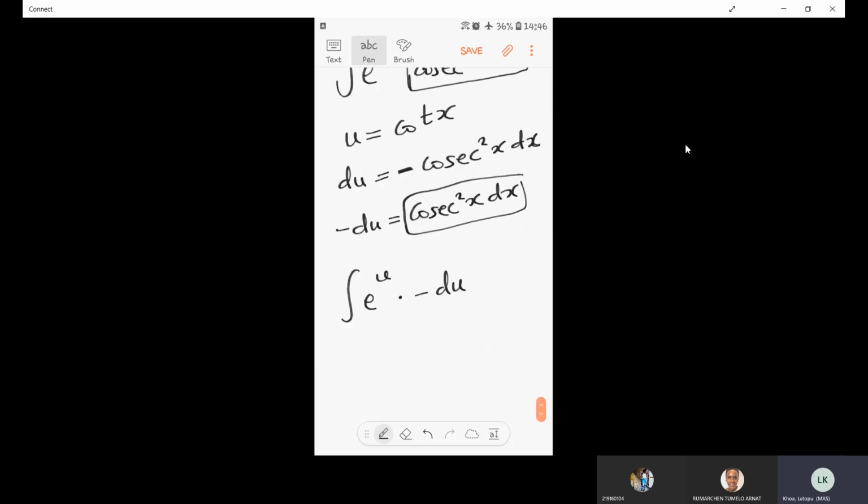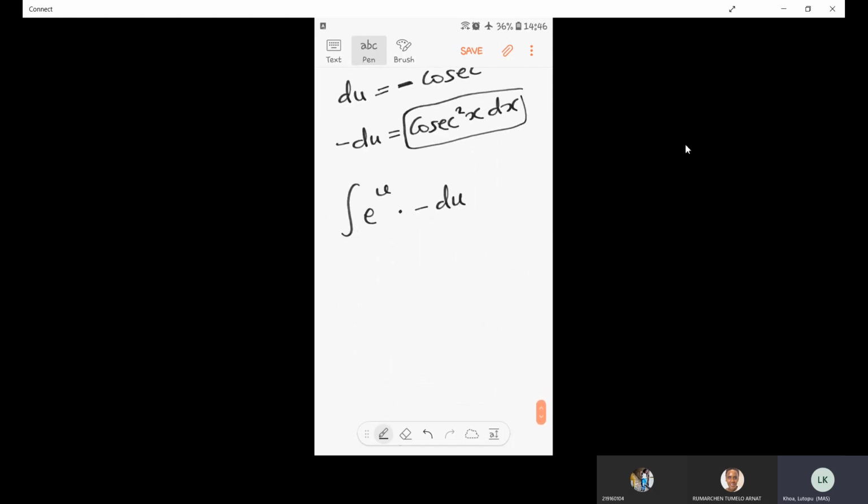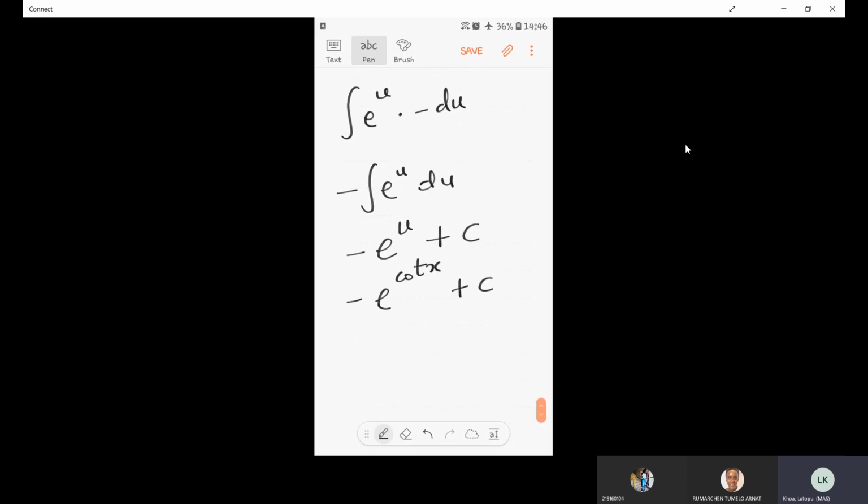And doing that, I have negative integral of e to the power of u du. When we integrate e to the power of u with respect to u, it doesn't change. This is just e to the power of u plus c. And this is negative e to the power of cot x plus C. Okay.